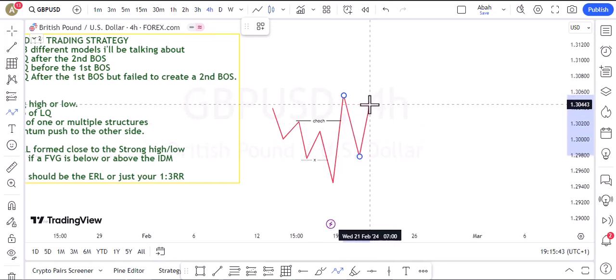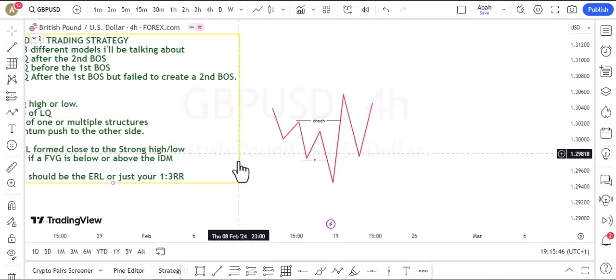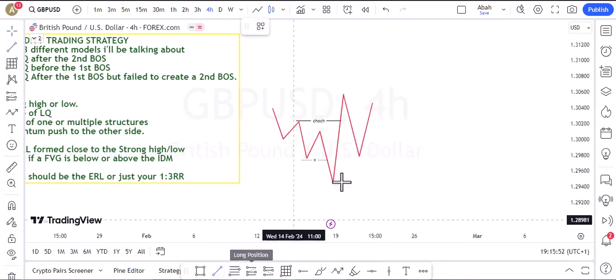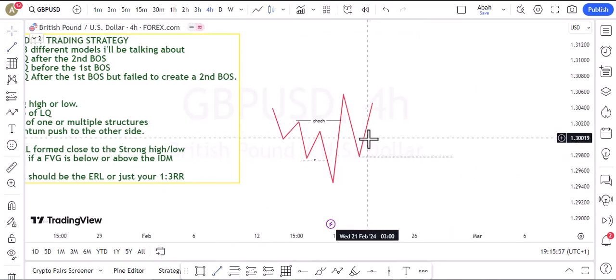It will come, let's say stop here like this. After stopping here, you will not know that okay, after price gives you something like this, this is now going to be your inducement.